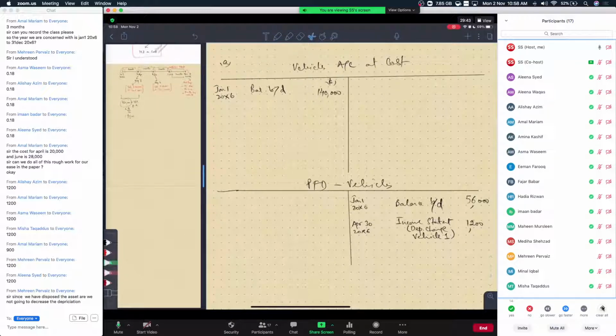अच्छा, महरीन का क्वेश्चन है, since we have disposed of the asset, we are not going to decrease the depreciation? Yes, we will, but we will do that, Mahrin. But before we do that, we need to first account for the number of months this asset was used.